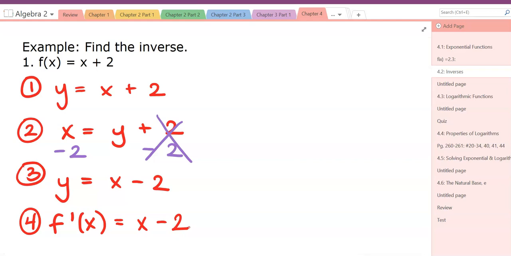Fairly simple. Now if they start having squares and those kinds of things, you will have to do a little bit more work with that. You'll have to start rearranging and square rooting some things, but that one's just a pretty simple basic linear function.